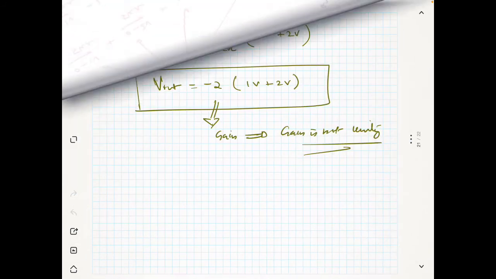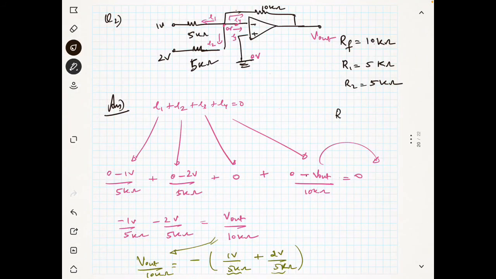So in the previous example, I have chosen my R1 equal to R2, which is equal to RF by 2. Or I can say that my RF is equal to 2 times R1, which is equal to 2 times R2. This is the condition I have used. But if I use an opposite condition, now we will see another example.